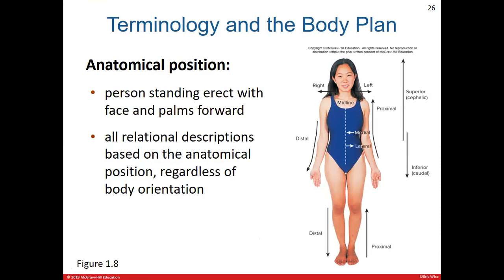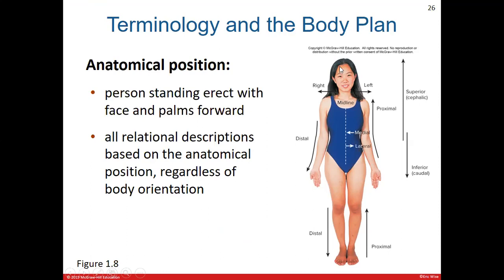And so there's a definition here for you for anatomical position, and then we're going to talk about different terms that can be used to talk about the body's position, that always use anatomical position as a reference point. So here's your definition. Make sure you understand this. A person in anatomical position will be standing erect, standing up, with their face and palms facing forward.